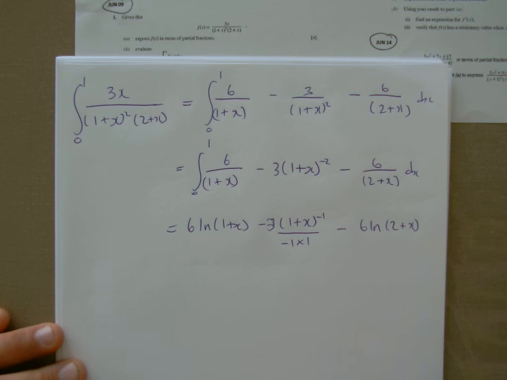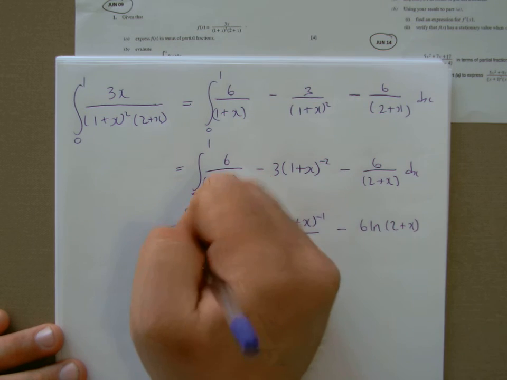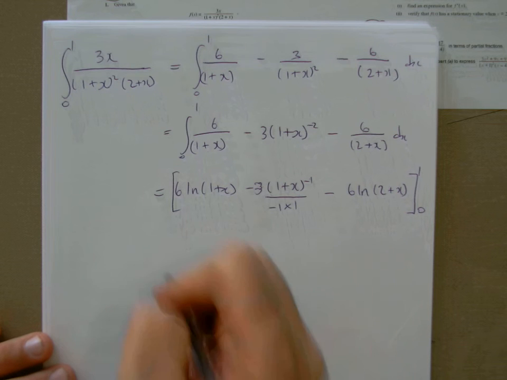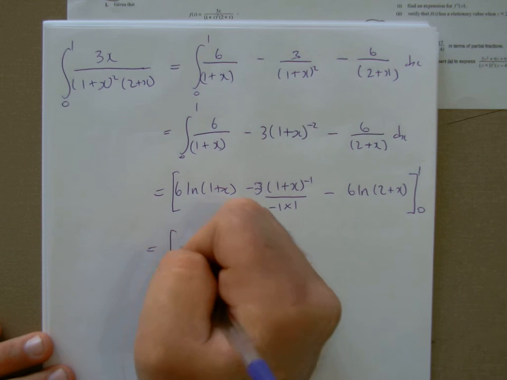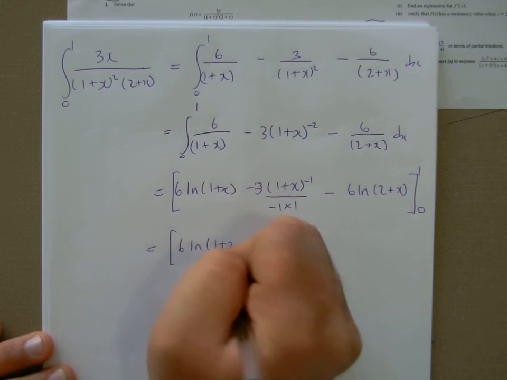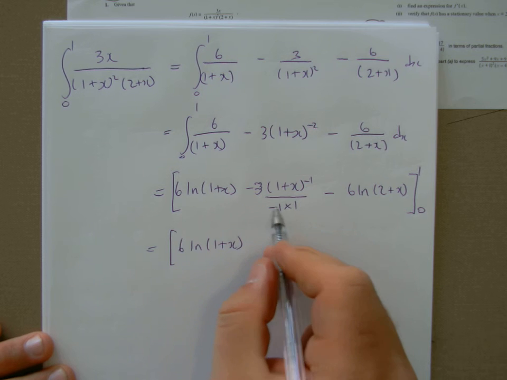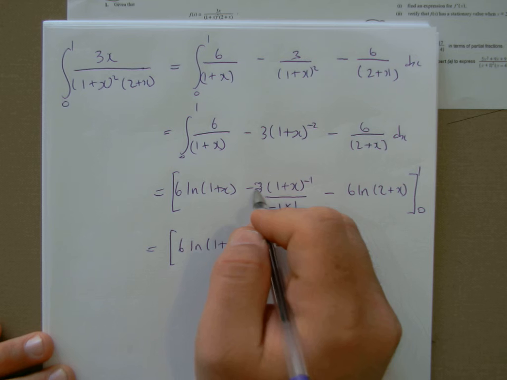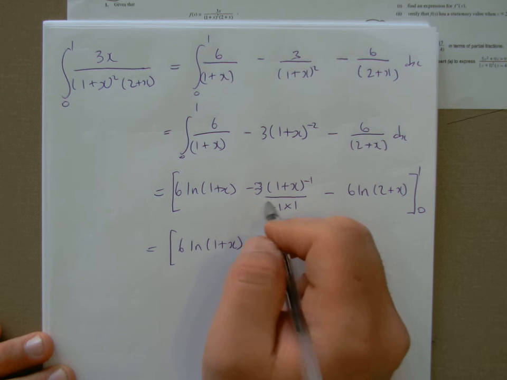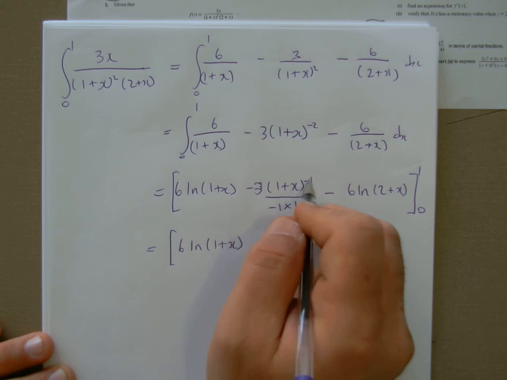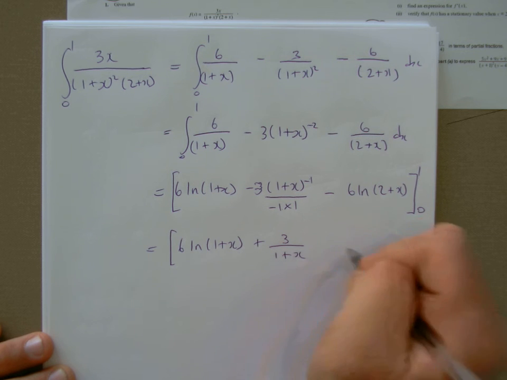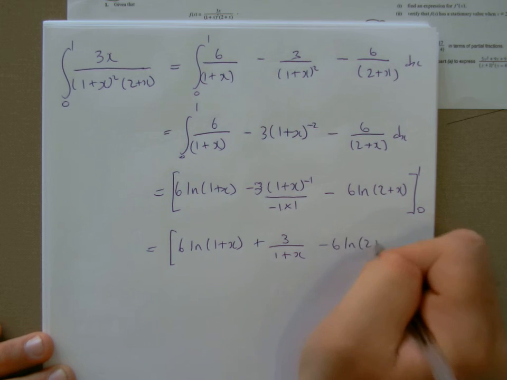Now I don't need to add a constant because there are limits. So put a box around them and put the limits there. So this simplifies to be 6 ln 1 plus x. Now in this case, minus and the minus make a plus. So minus 3 divided by minus 1 is plus 3, and because it's power minus 1, we can take it down. It'll be plus 3 over 1 plus x, and then minus 6 ln 2 plus x.